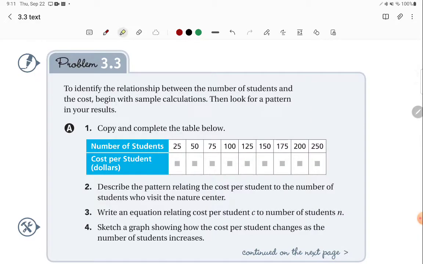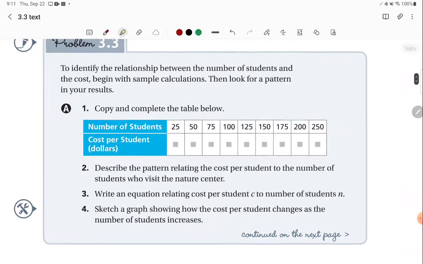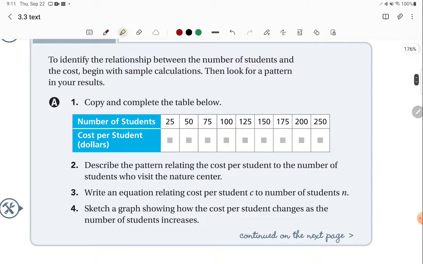Go ahead and copy and complete this table in your notes. All right, so copy and complete this table. You have the number of students and then the cost per student in dollars. If there's 25 students that go and you know the total cost is $750, you have to figure out what is the cost per student. So go ahead and copy this table, complete both rows of that table, and then come back to the video to check your answers.